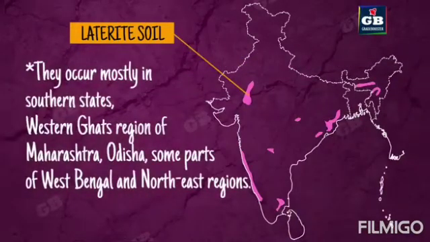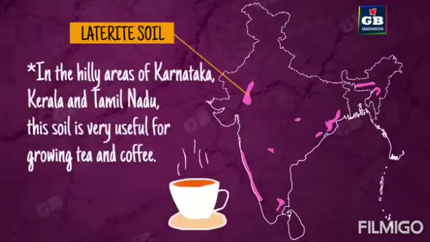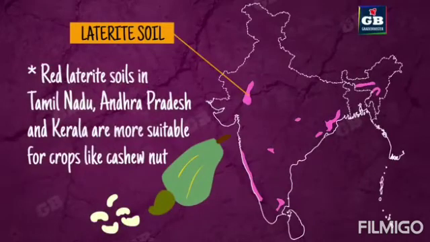They occur mostly in southern states, the Western Ghats region of Maharashtra, Odisha, some parts of West Bengal, and northeast regions. In the hilly areas of Karnataka, Kerala, and Tamil Nadu, this soil is very useful for growing tea and coffee. Red laterite soils in Tamil Nadu, Andhra Pradesh, and Kerala are more suitable for crops like cashew nut.